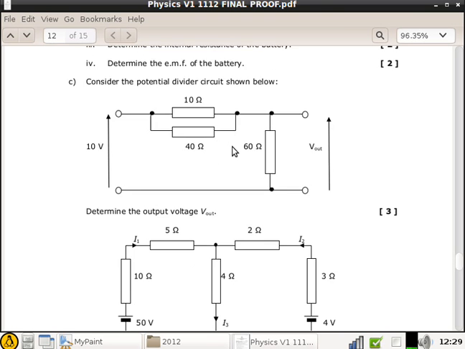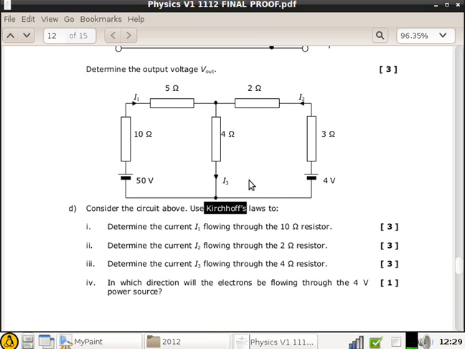I would like you for the last 10 minutes to do this Kirchhoff question. Again, it is 10 marks, so it's 10% of the exam. They give you the voltages and the resistors and they're looking for the currents. And try to make small loops.